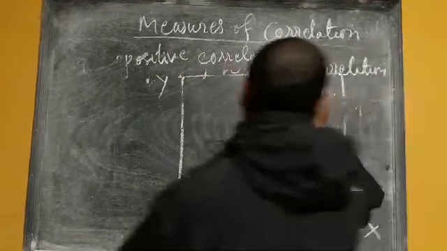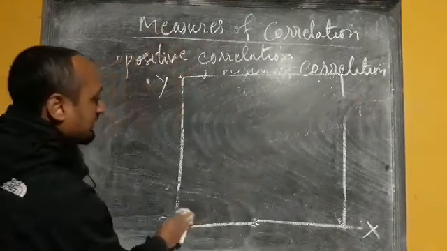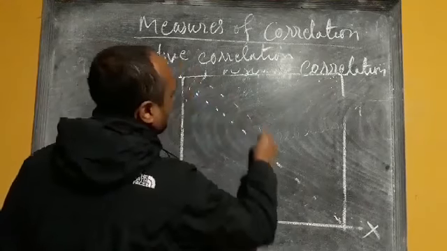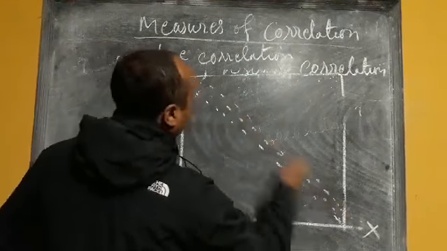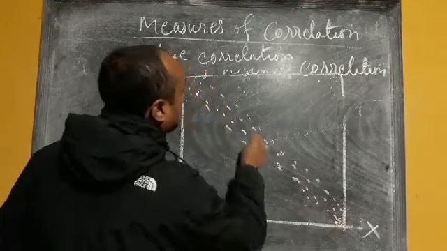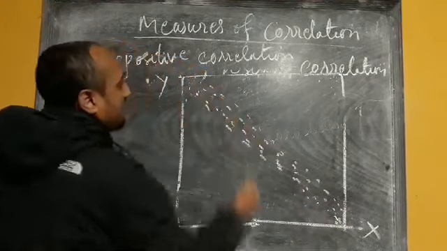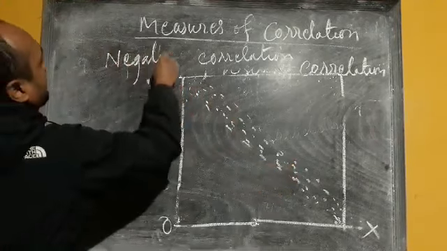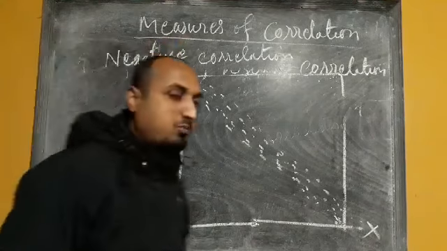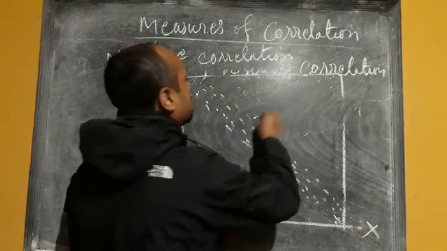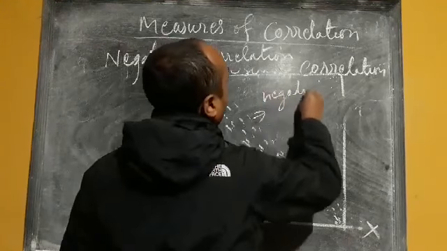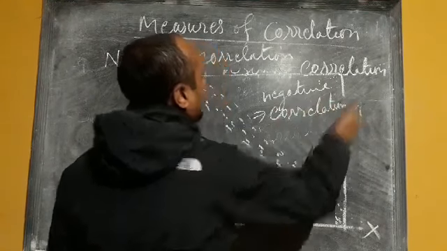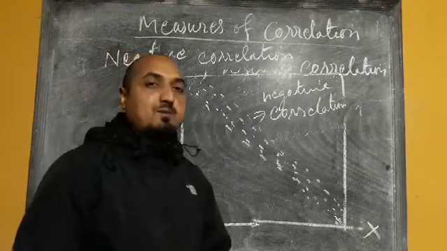Now in the case of negative correlation, again the points will be downward sloping. We can see that the points will lie in this way. So this is the case of negative correlation.